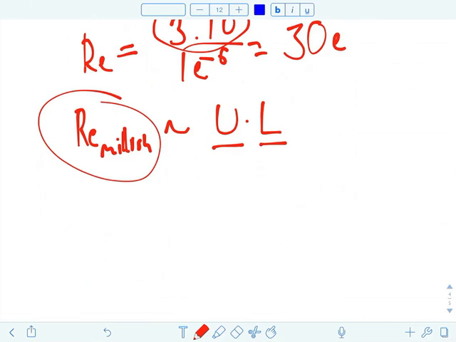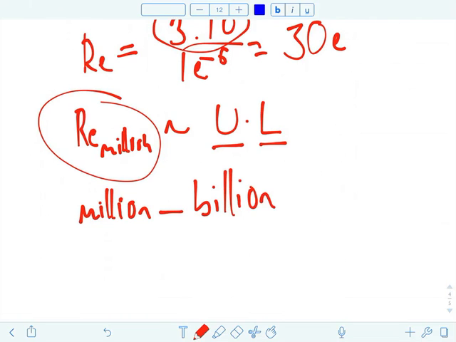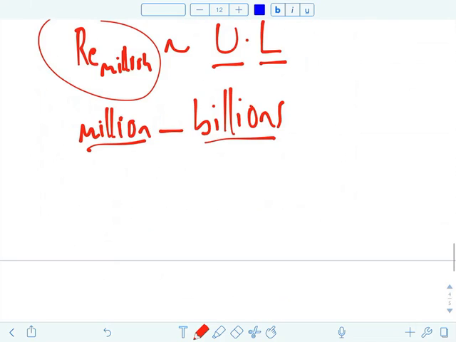Ship scales are typically millions for a model, up to billions for a large cargo ship. An aircraft carrier will be in the billions. Millions to billions is the kind of range that we're dealing with in this class. So that's a factor of 1,000. It's a pretty large range in Reynolds numbers.